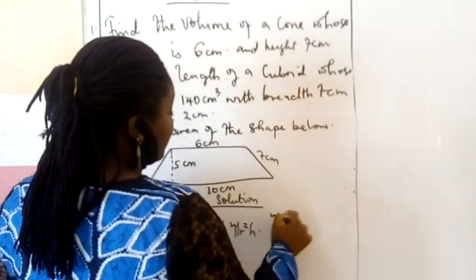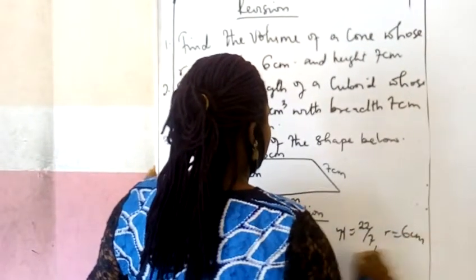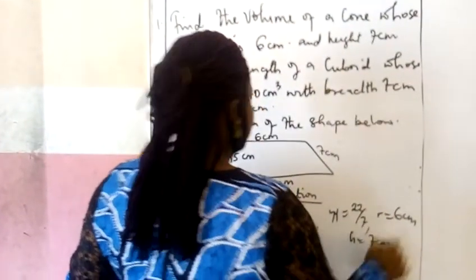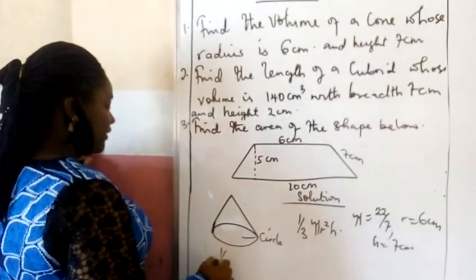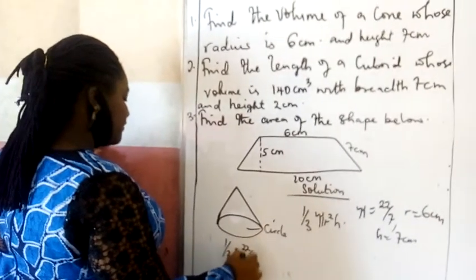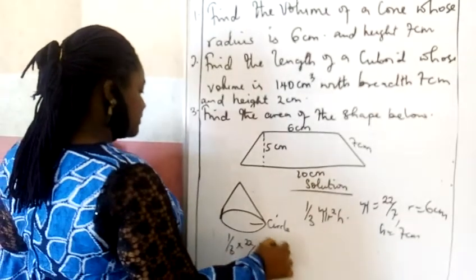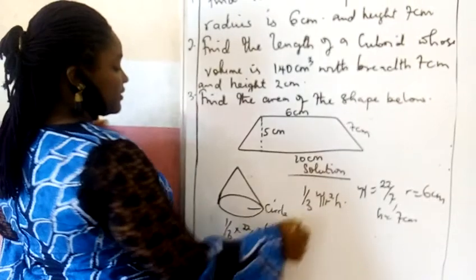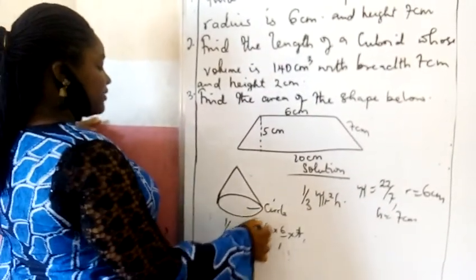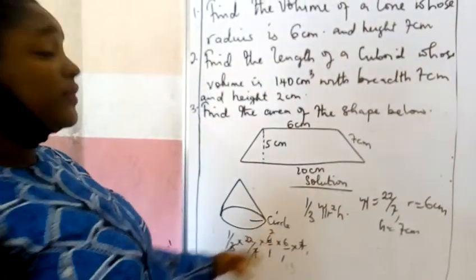Now, we know that pi has a constant value of 22/7. From the question, the radius is 6 cm and the height is 7 cm. We put the values into the formula. 1/3 times 22/7 times 6/1 times 6/1 times 7. 7 cancels 7, 3 cancels 6, 2. Everything is gone. So we say 22 times 2.